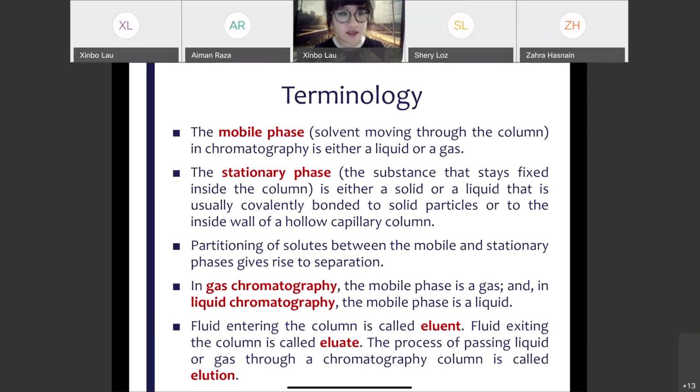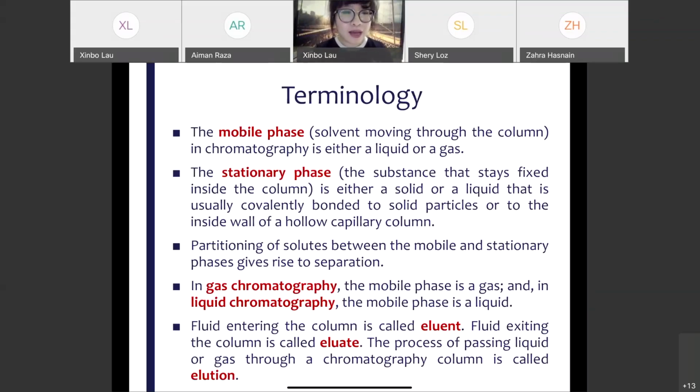The stationary phase is either solid or liquid. It's covalently bonded to solid particles or to the inside wall of the hollow capillary column. That stationary phase is what interacts with the sample. And of course from the word stationary, it doesn't move, and the mobile phase is what's moving. So all the names are quite straightforward as well.